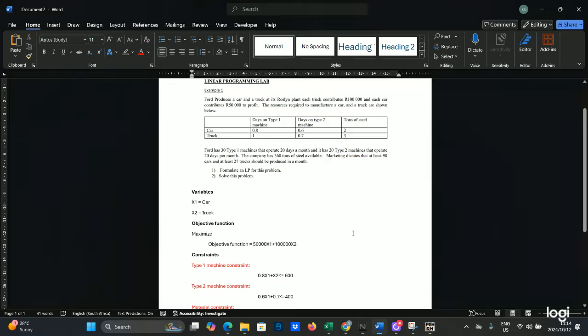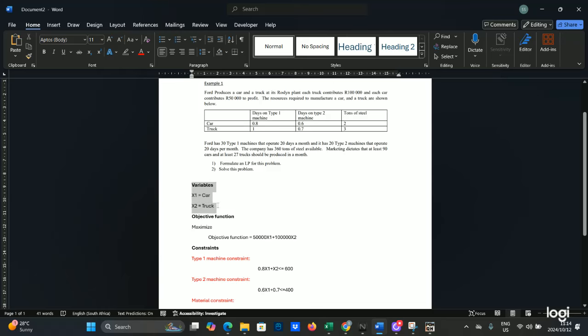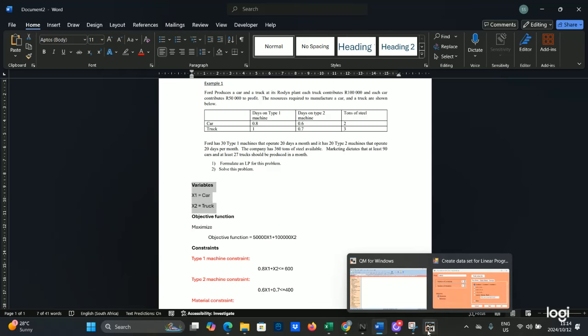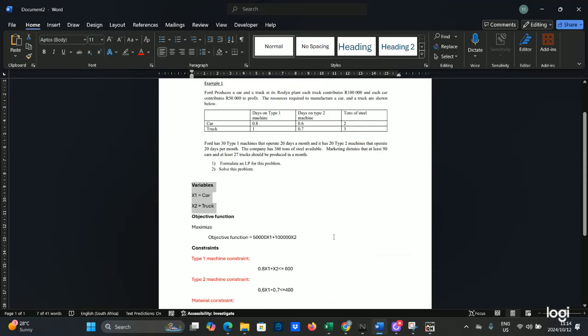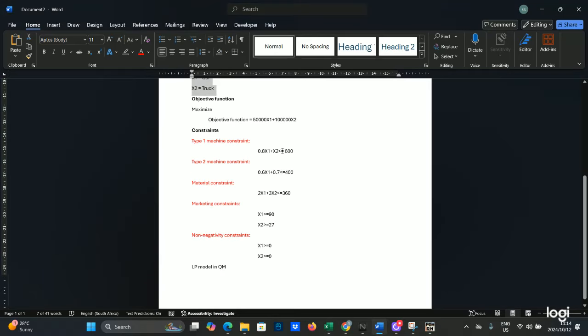So if we go back here, you can see that we defined only two variables, so we can just leave this at two. But if there's more than two variables, you can increase or decrease however you see fit. And then the number of constraints: we'll come back here and check. We have this one, this one, this one, this one, this one, and this one. So I'll type 1 machine constraint, type 2 machine constraint, material constraint, marketing constraints, non-negativity constraints. In total, we have 1, 2, 3, 4, 5, 6, 7 constraints, right?